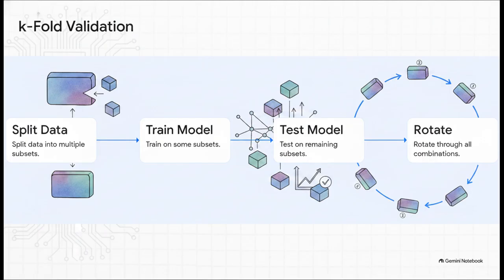A really standard method is called k-fold cross-validation. Here's how it works. Step 1, you take your entire dataset and intentionally split it into several smaller subsets, which are often called folds. Step 2, you train your model on some of those subsets. Step 3, you immediately test it on the remaining subsets that you held back. And here's the real magic in step 4. You rotate. You repeat this entire process over and over, rotating through all combinations so that every single piece of data gets to be part of the testing group at least once. This kind of rigorous rotation, that's what gives you absolute confidence before deployment.